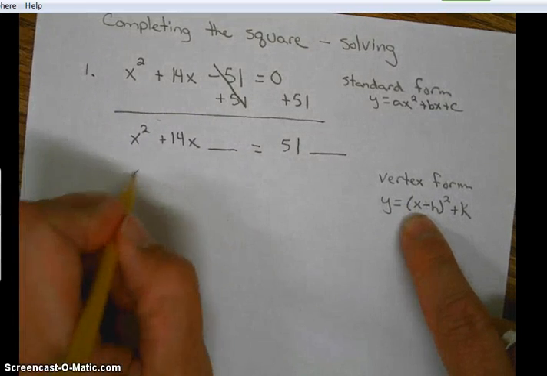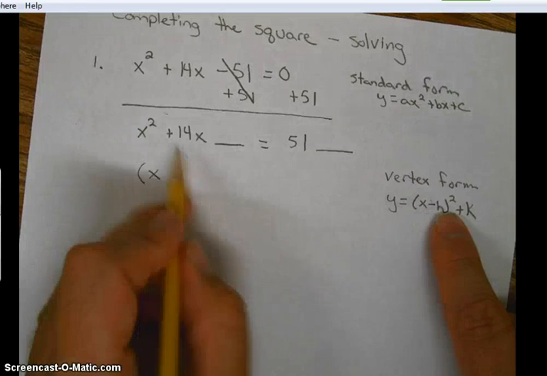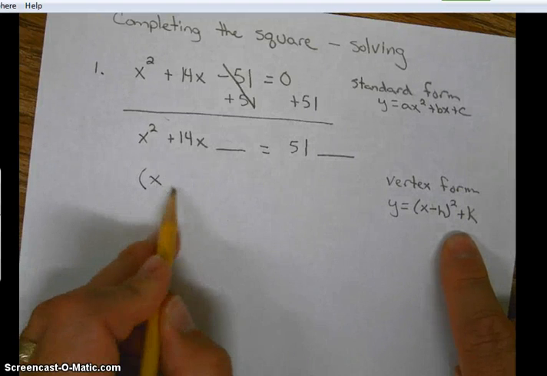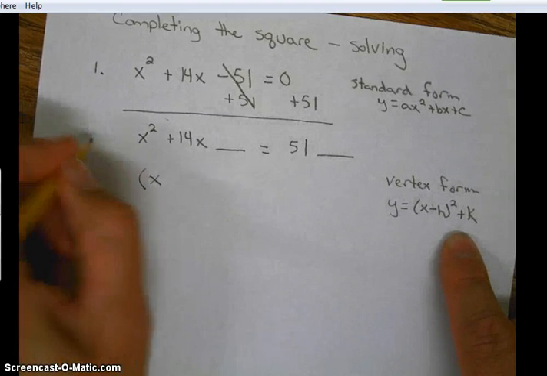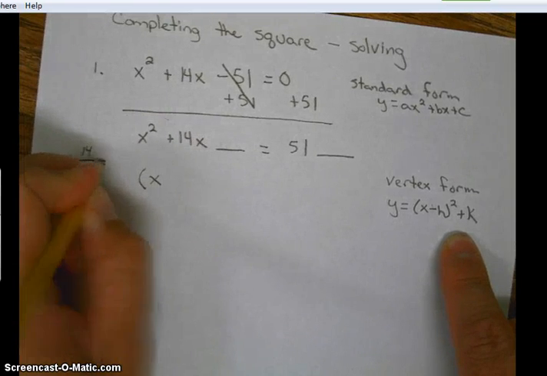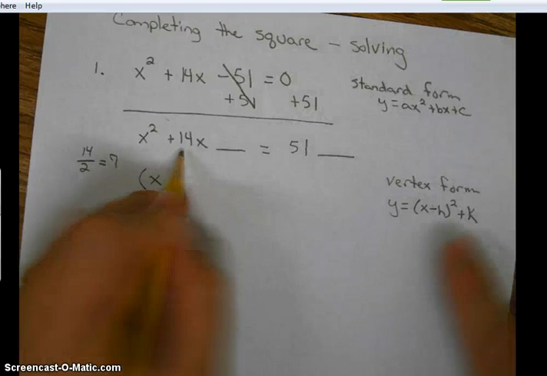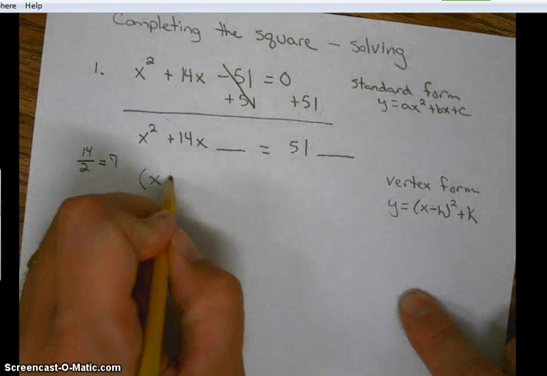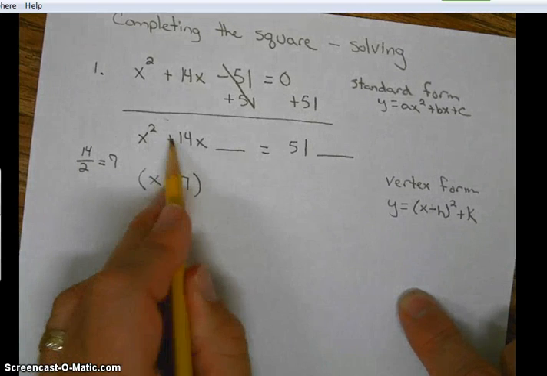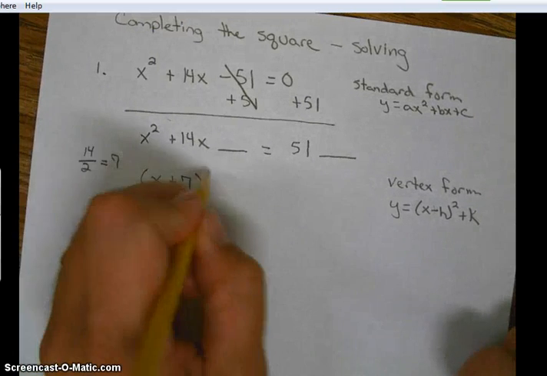Then the x. Now in order to get h, we're going to take half of the b value. Again, in order to find our h value right here, we're going to take half of the b value. So 14 divided by 2 is 7. So it's going to be x, and we keep the sign, so x plus 7. If this had been x squared minus 14x, it would be minus 7 here. Then we put the square on.